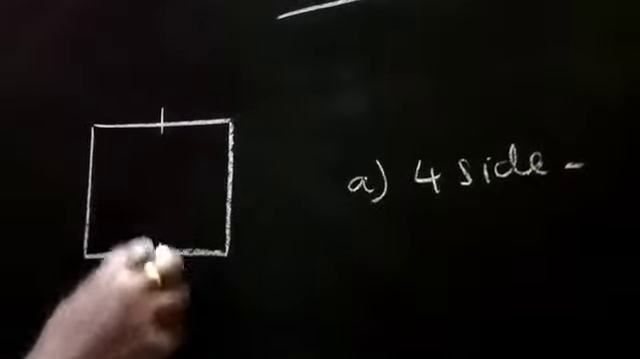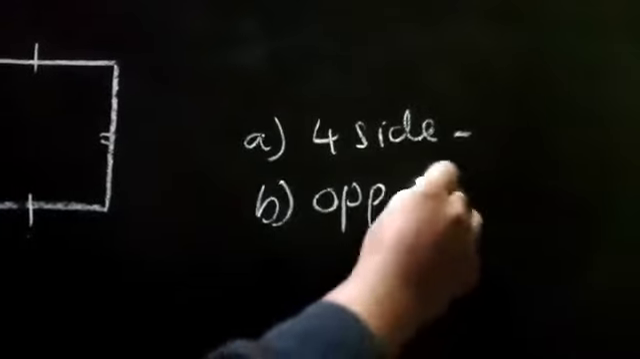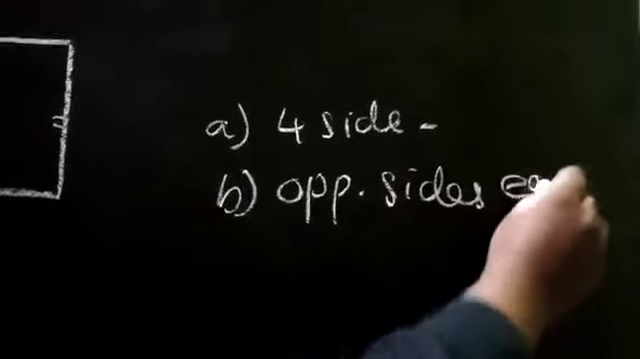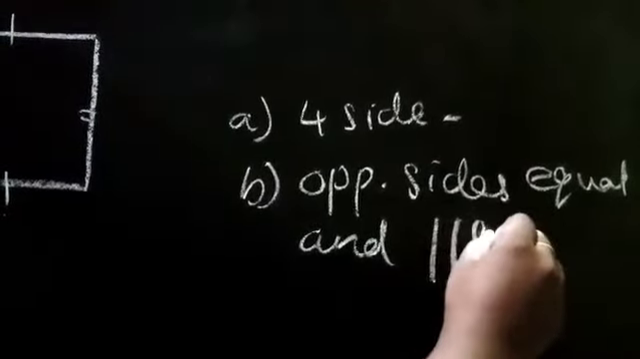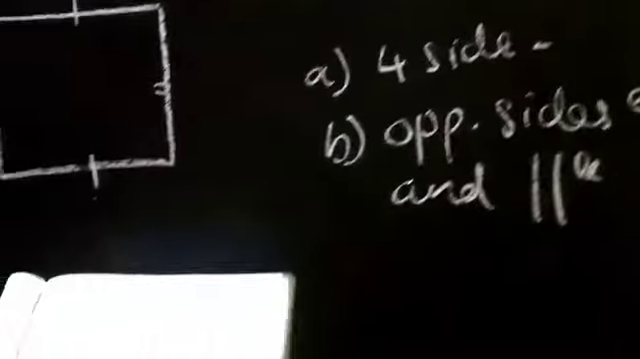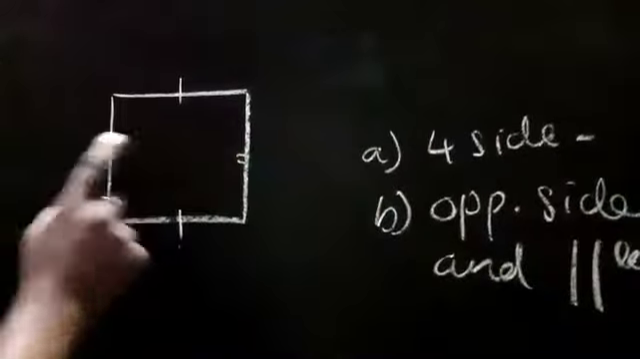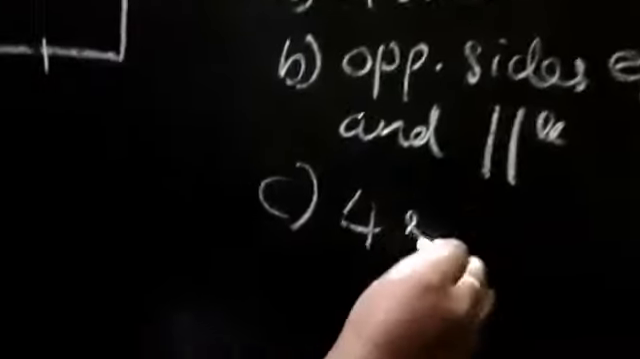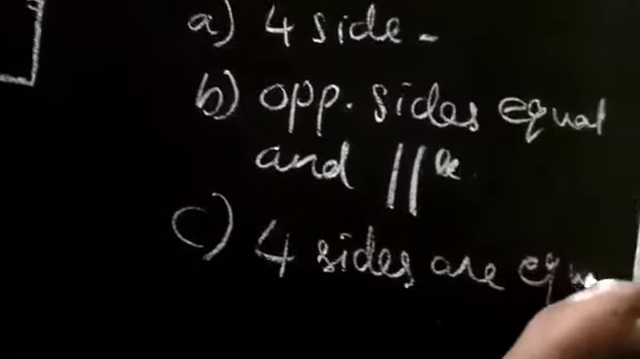Second one, it is a parallelogram. Yes, it is a parallelogram because opposite sides are equal and parallel. Third one is, it is a rhombus. In a rhombus all four sides are equal. Here also all four sides are equal.